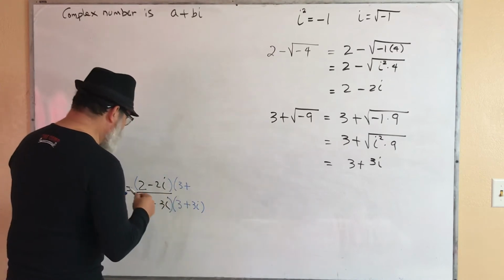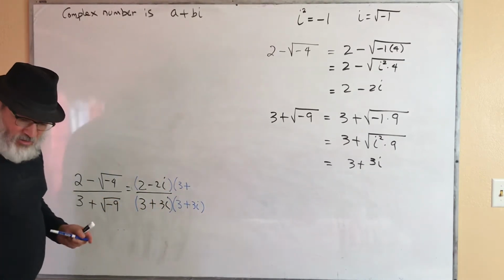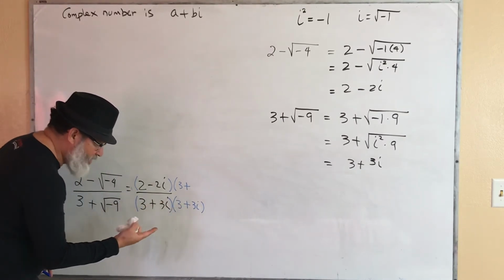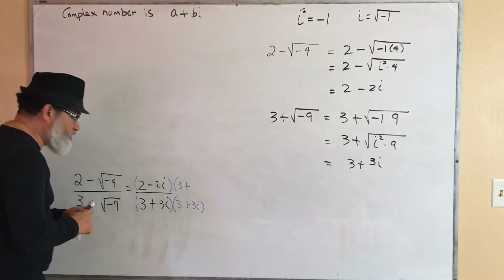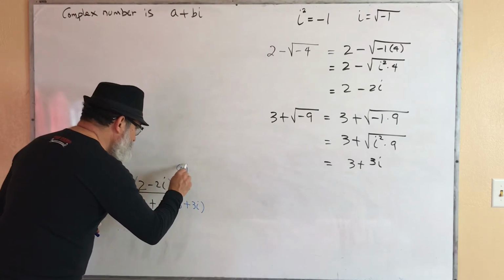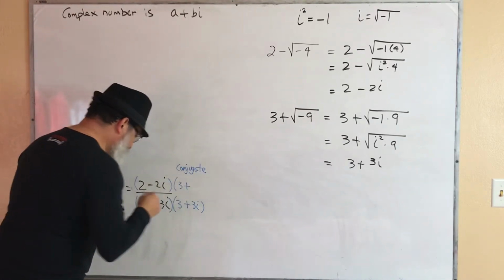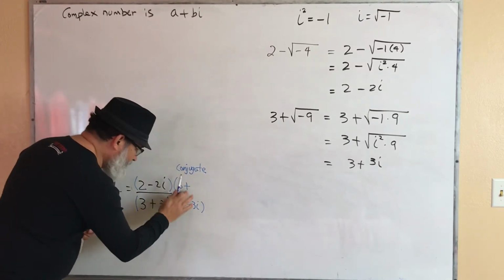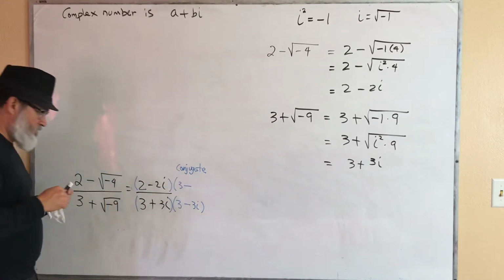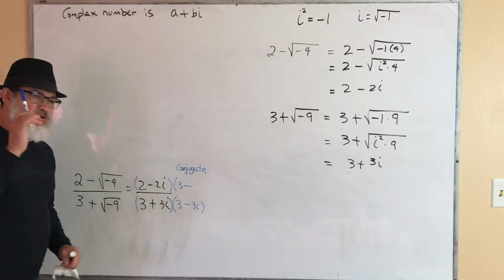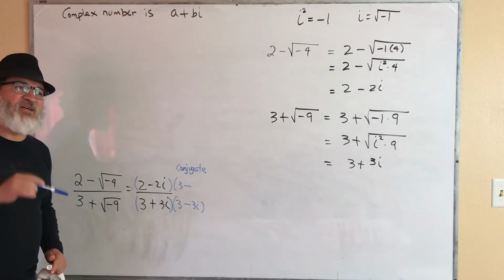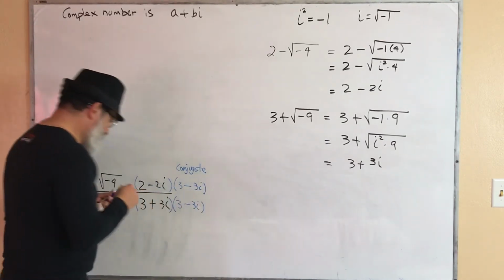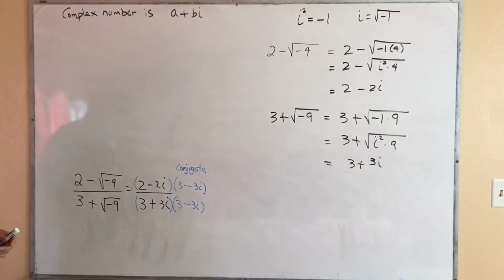Oh, I'm sorry, I said conjugate, right? I made a mistake. So, change the sign. The conjugate, you change the sign. You see that? To get the conjugate, I just changed the sign. This is minus, and this is minus. So those two are conjugates. So you multiply top and bottom by the conjugate of the denominator. There you go. Okay, we're ready.